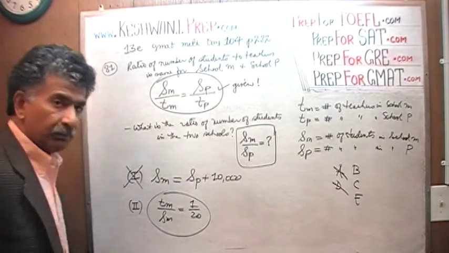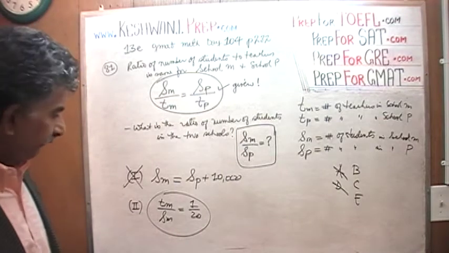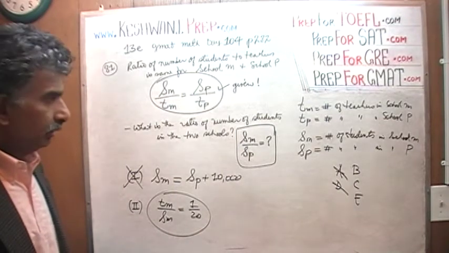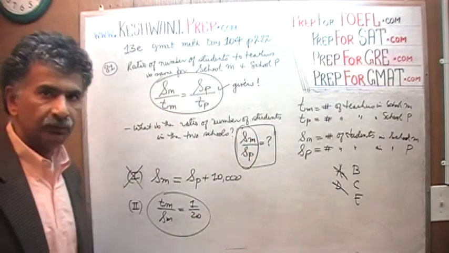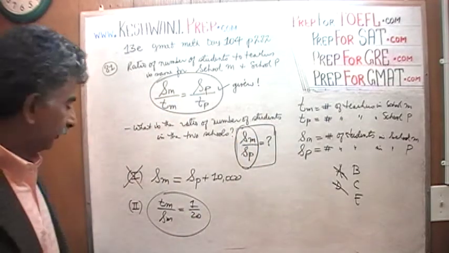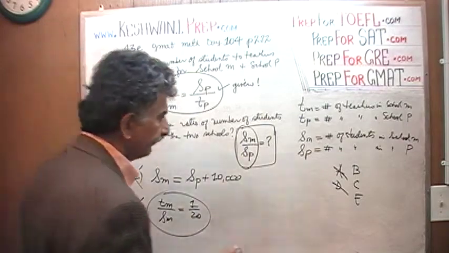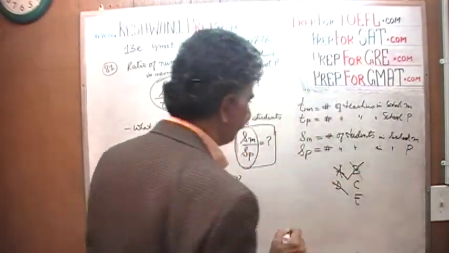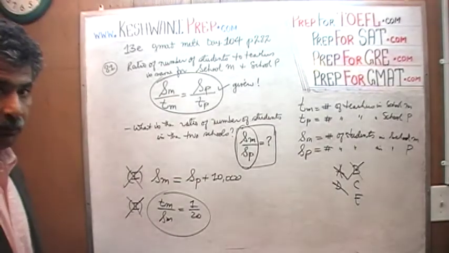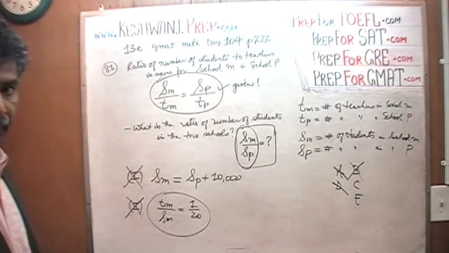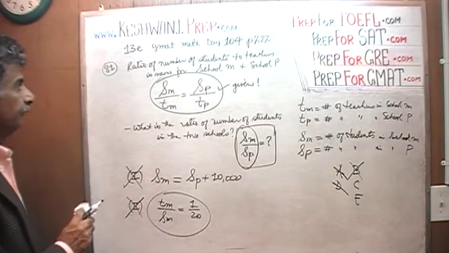Now, based only on that, can we figure out what this ratio is, number of students in school M to number of students in school P? Answer again is no. This is not enough by itself. Therefore, the answer cannot be B. Let's put them together and see if we can actually get someplace. I'm going to need a lot of room, so I'm going to erase everything on the top.